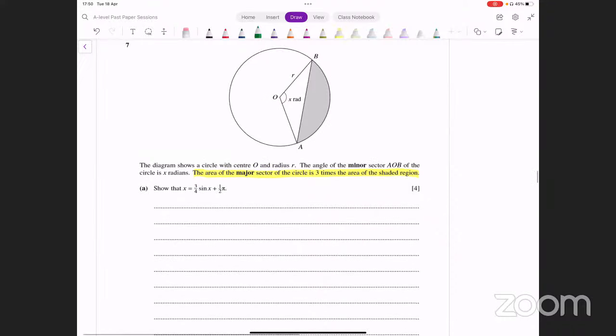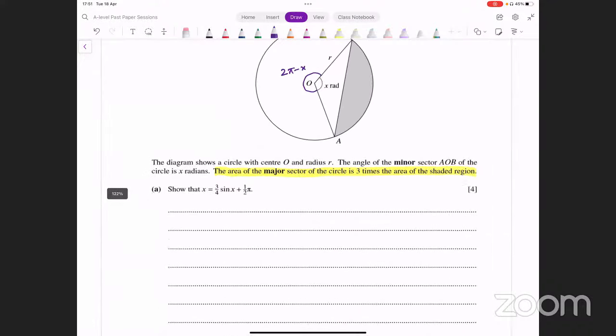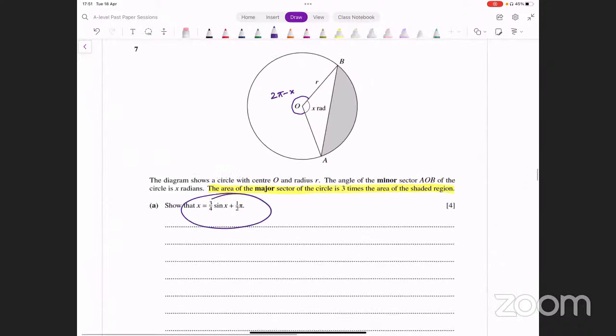Okay, major sector का area क्या होगा? अगर ये angle x है, तो बाकी angle कितना होगा? The rest of the angle is 2 pi. Remember, circle का angle total कितना होता है? 360 degrees. So that's 2 pi radians. 2 pi में से आप minus कर दें x. That's the angle that you have for the major sector. Let's write that down. First of all, आपने show क्या करना है? आपने ये show करना है x का ये relation, ये equation आती है x की.